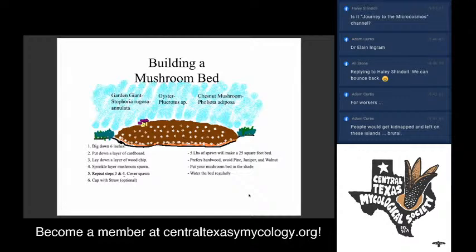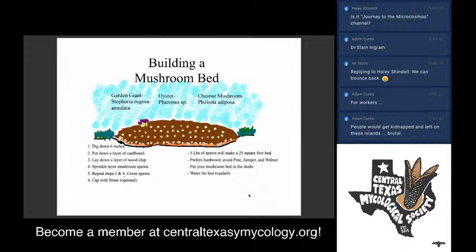Cutting your own logs, if you have the space, can be good too. Obviously, you want to do that in a way that doesn't hurt the trees, and if you can think about it strategically, where you don't have to cut down a whole tree in order to make your mushroom logs, that would be the best.